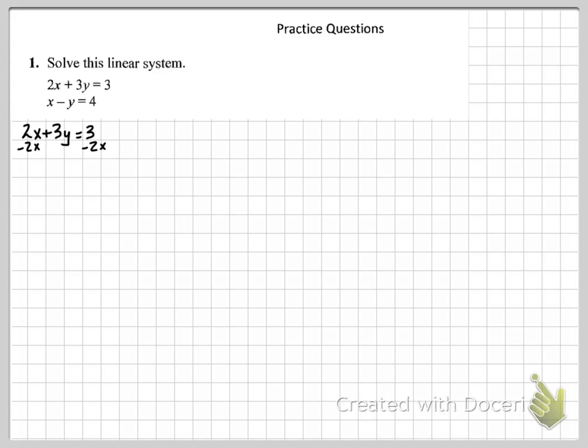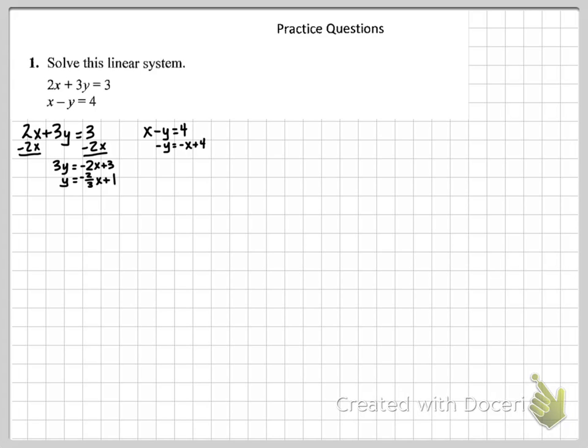Let's try this one. Solve this linear system. 2x plus 3y is 3, and x minus y equals 4. So I would subtract 2x from both sides, and I've got 3y is negative 2x plus 3. And again, dividing both sides by 3, we will get y equals negative 2/3 x plus 1.